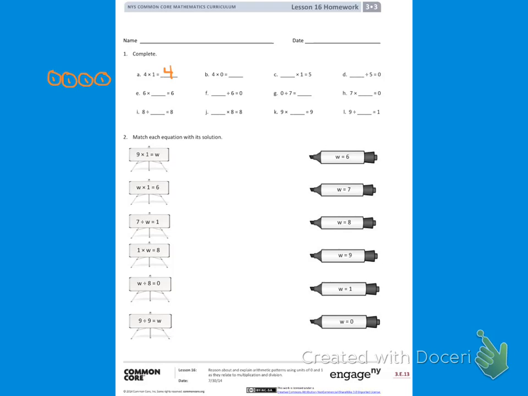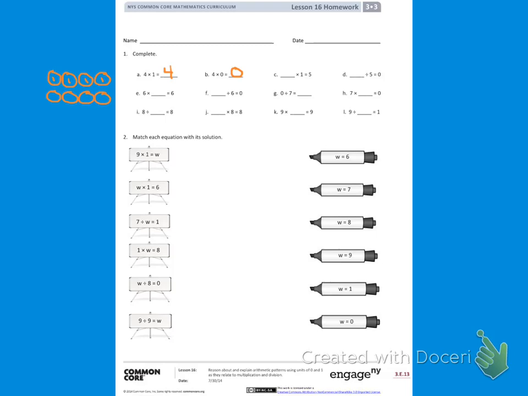Now, what would 4 groups of 0 look like for item B? Here are my 4 groups again, and I'm putting nothing inside of each group. So 4 groups of nothing is nothing. Anything times 0 is 0.